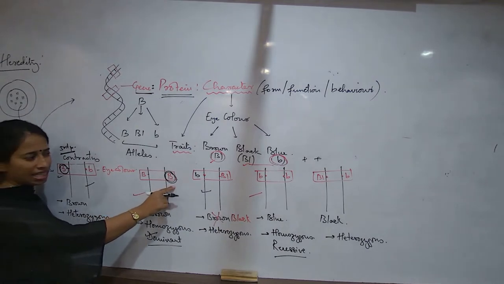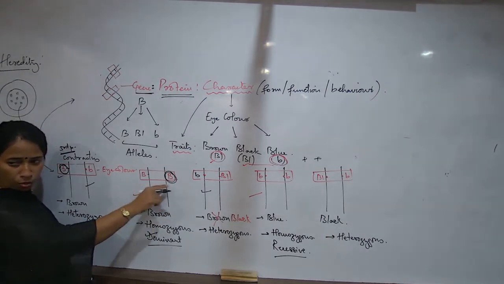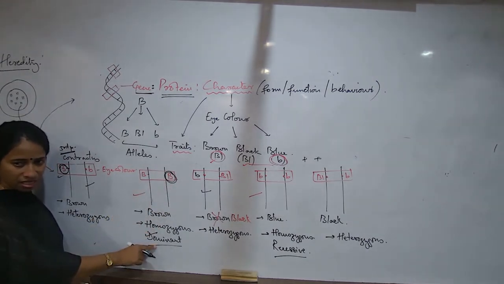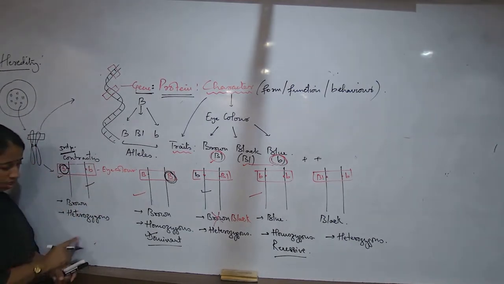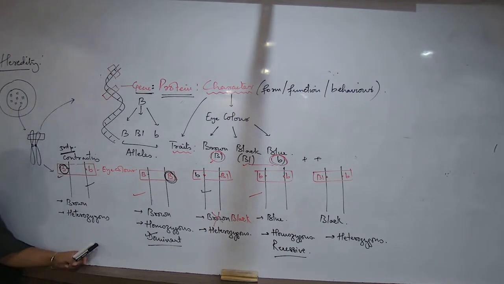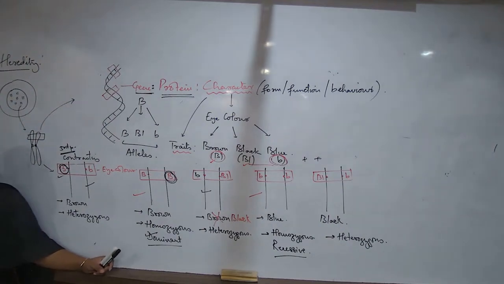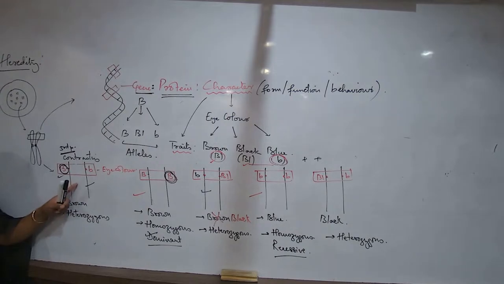Is this dominant allele expressing in this type of homozygous condition? Yes. Is this dominant allele expressing in this heterozygous condition? Yes. So, what is the other definition or concept to remember always about a dominant allele? A dominant allele will always express in a contrasting, also similar condition also. So, what is the sentence we write?